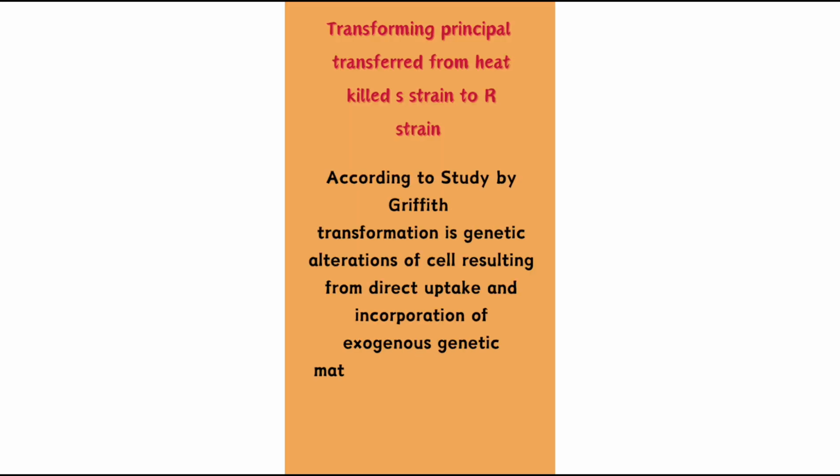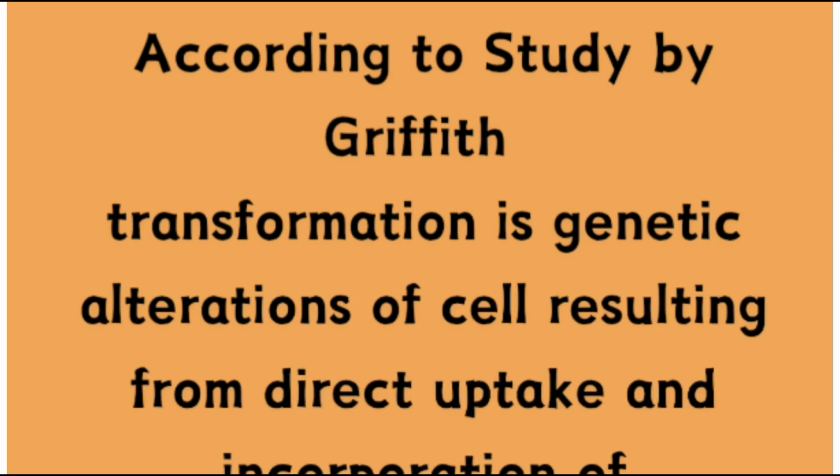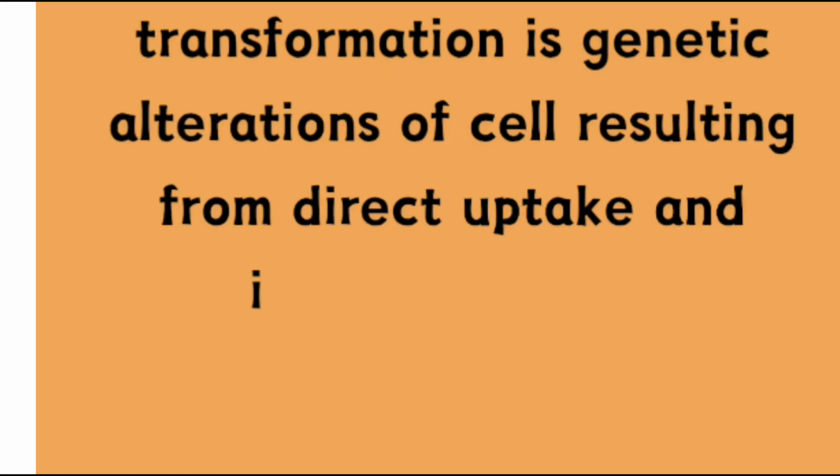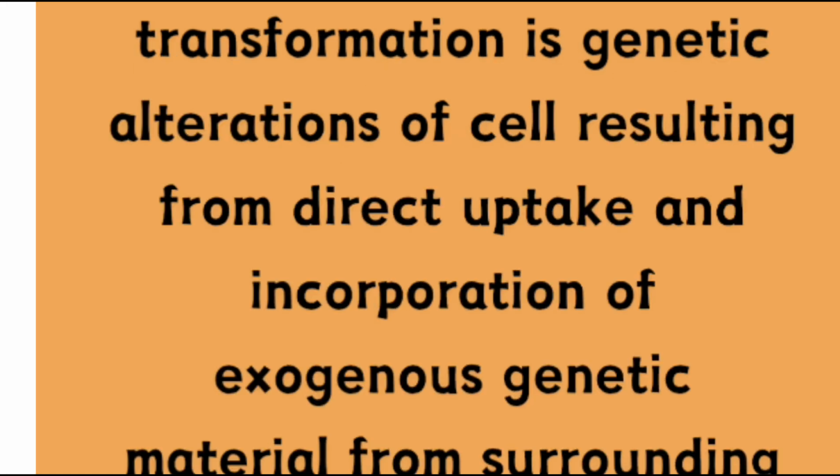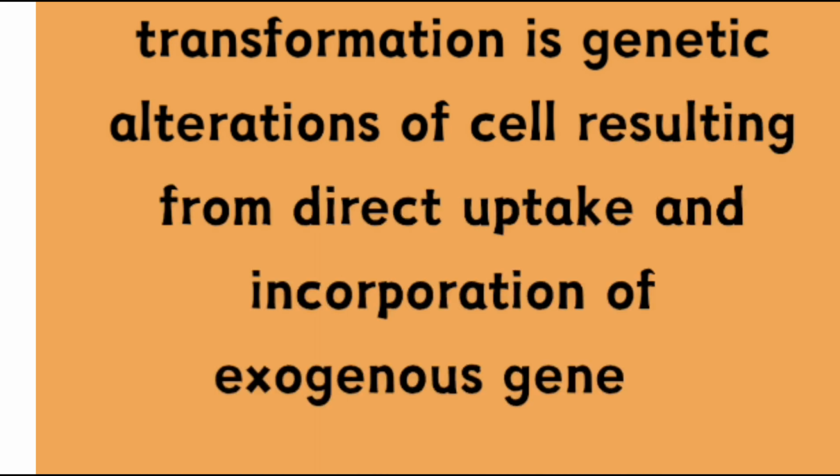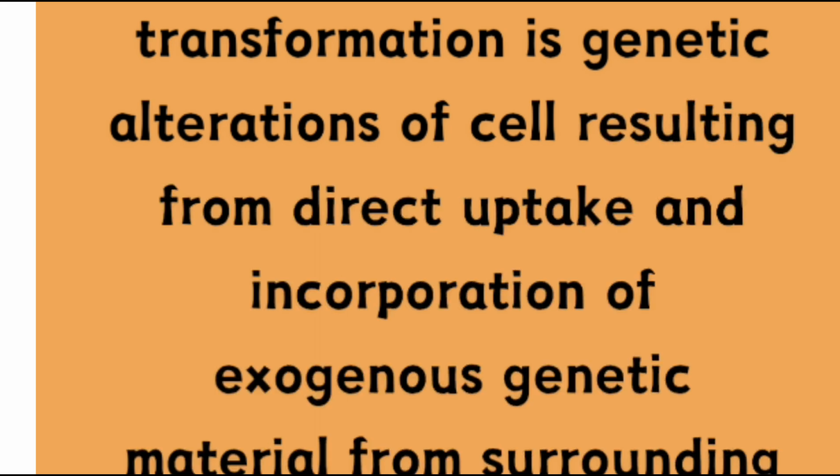So he concluded that the R strain bacteria had somehow been transformed by the heat-killed S strain bacteria. Some transforming principle from the heat-killed S strain had enabled the R strain to synthesize a smooth polysaccharide coat and become virulent. This must be due to the transfer of genetic material. However, the biochemical nature of the genetic material was not defined from his experiment.